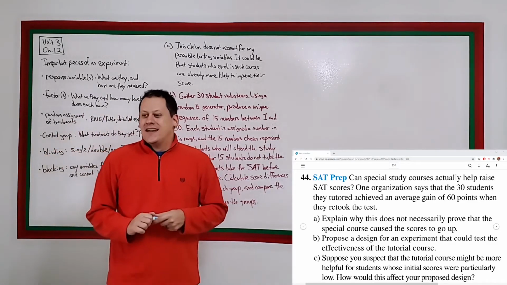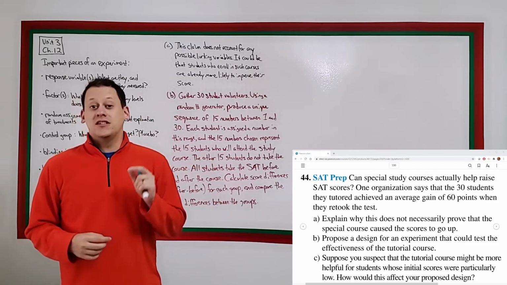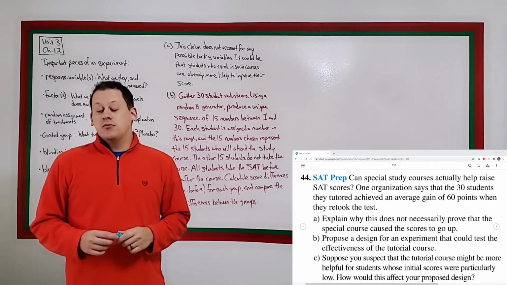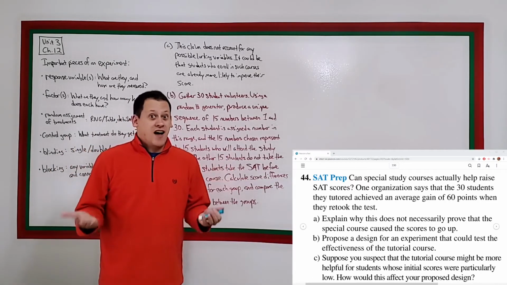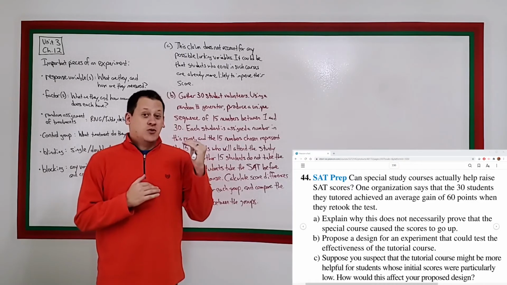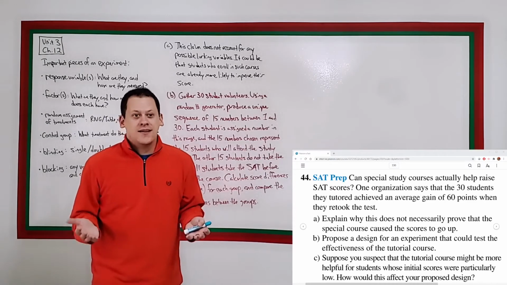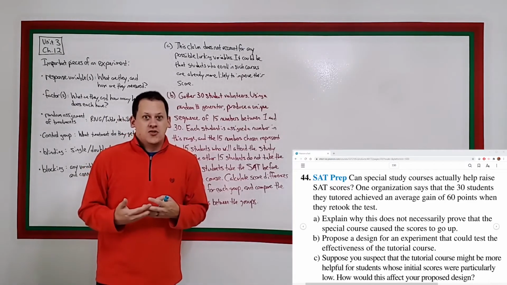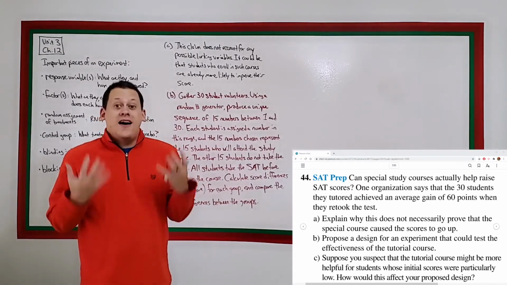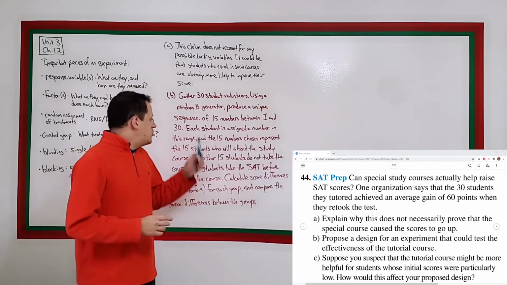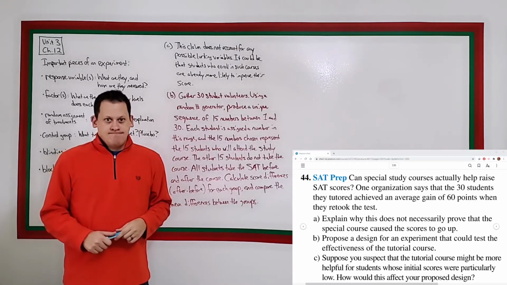Let's talk C. Suppose you suspect the tutorial course might be more helpful for students whose initial scores were particularly low. How would this affect your proposed design? So, for example, a student who scored like a 500 on the SAT has a lot more room to improve than a student who scores a 1500, because the maximum is 1600. Okay, so maybe we want to, for some reason, because of this, account for that somehow. Can we tweak this design easily to account for something like that?